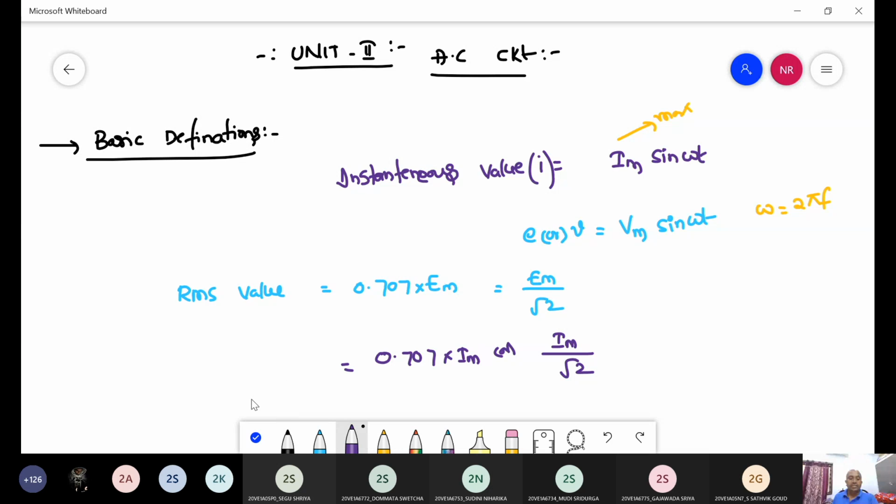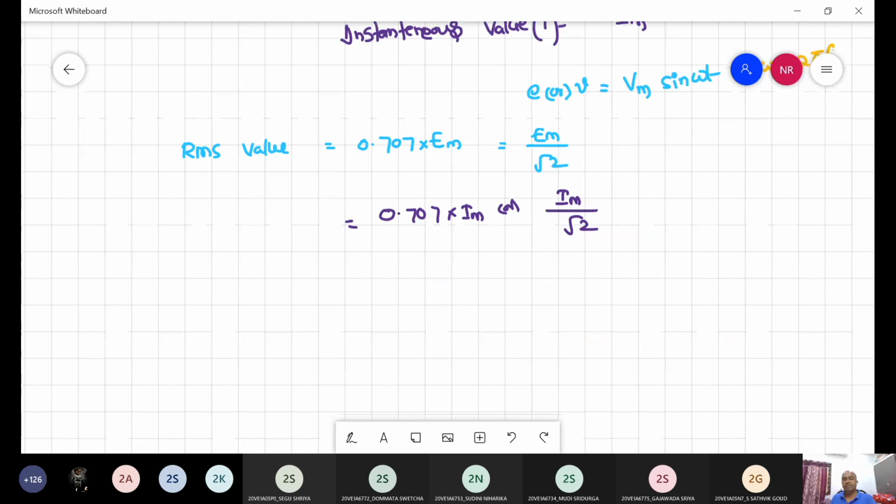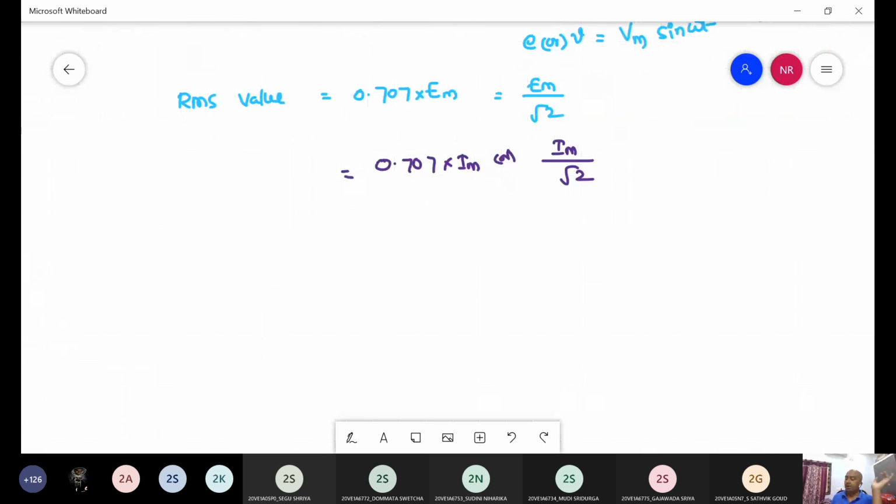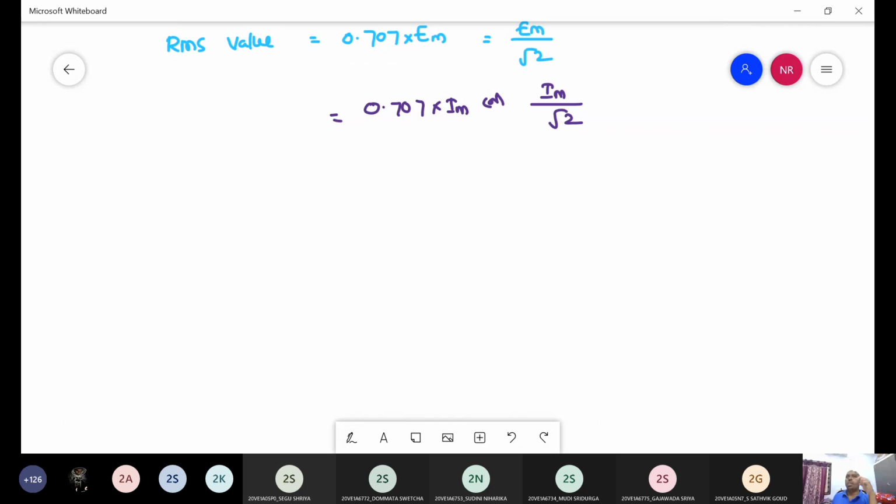Then next, average value, form factor, peak factor, all those things we did. So these are the basic definition parts. We have to know these definitions clearly.